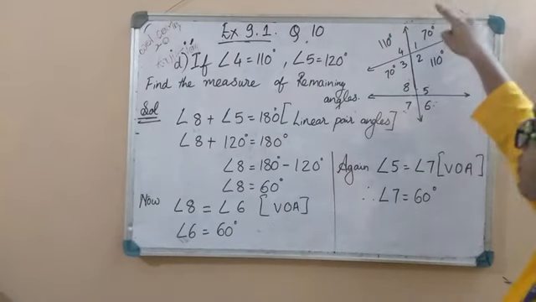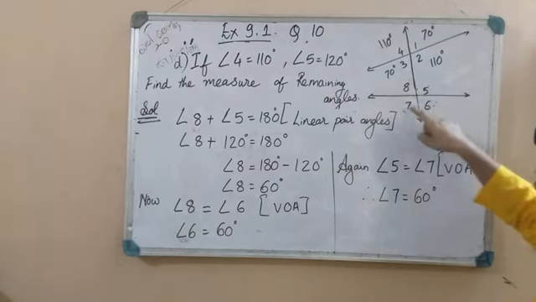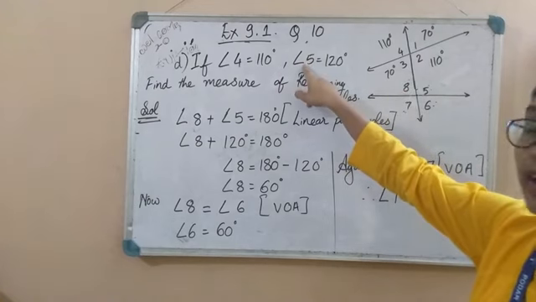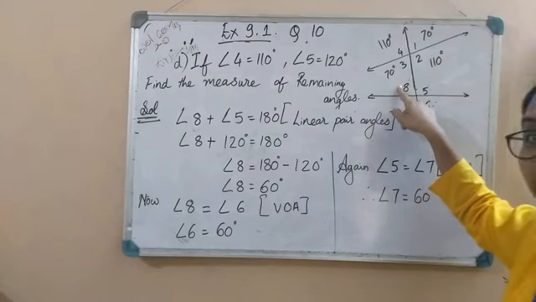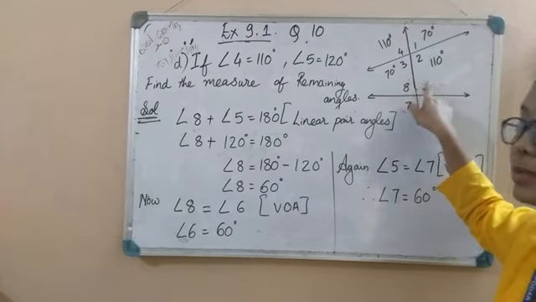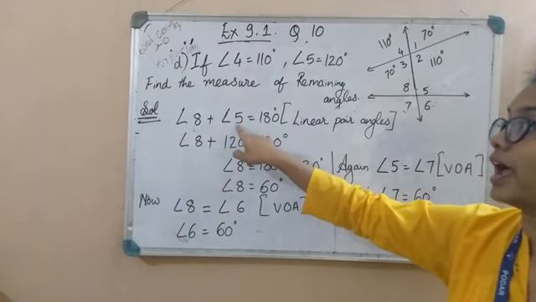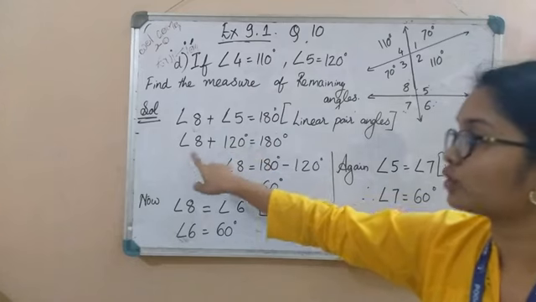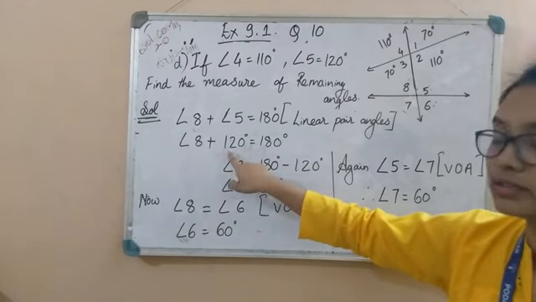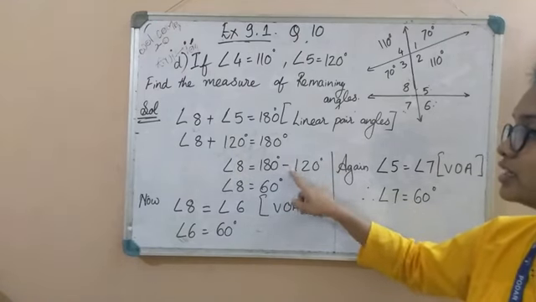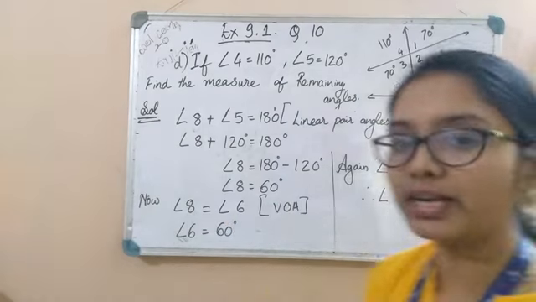Now again, we have found 1, 2, 3 and 4. Now we have to find 5, 6, 7 and 8. The measure of angle 5 is already given, that is 120. 5 and 8 are forming linear pair angles. So, the sum of these two angles will be 180. I am putting the value of angle 5, that is 120. So, angle 8 will be 180 minus 120. This 120 will come to this side. 180 minus 120 will be 60. So, the measure of angle 8 is nothing but 60.